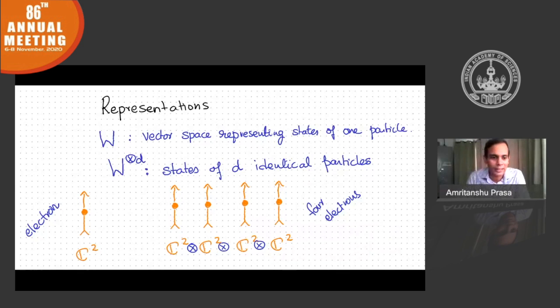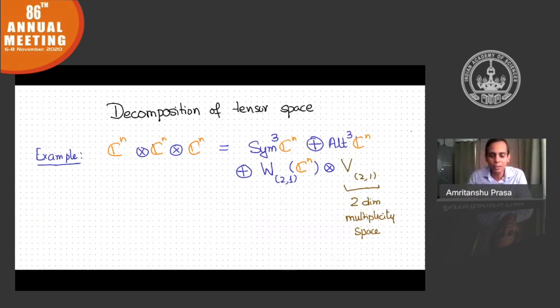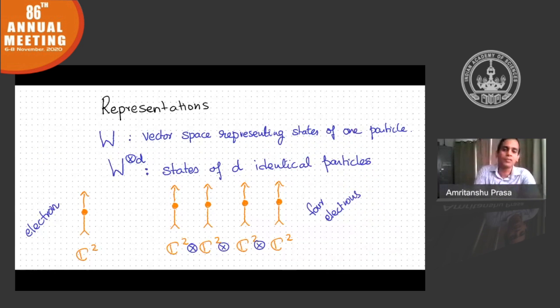For example, if you're looking at electron spin, then there are two possible states, and so the vector space that describes it is C squared. Now if you have 4 electrons, it would be described by C squared tensor C squared tensor C squared tensor C squared. So this would be a vector space of dimension 2 to the power 4, reflecting that there are 16 possible states for these 4 electrons. And now we can think of this vector space as a representation of the permutation group. So you can permute these 4 electrons in 4 factorial different ways.